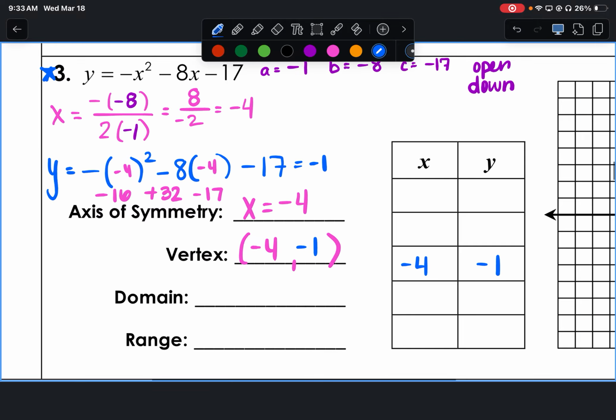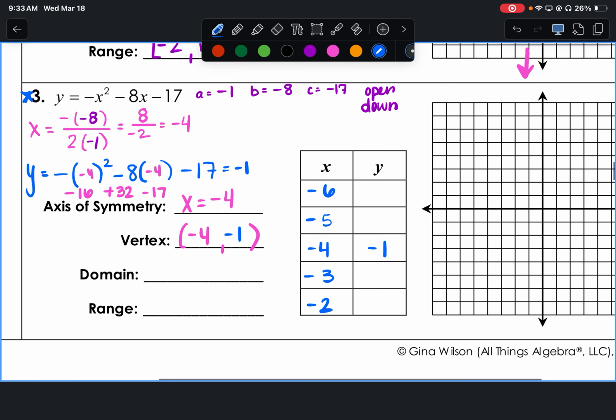And then we fill in everything around it. So what is a number less than -4? Less than that? Okay, what about more than -4? I want y'all to use your graphing calculator, fill in that table and graph. So do your y equals, enter your equation, and then second graph.